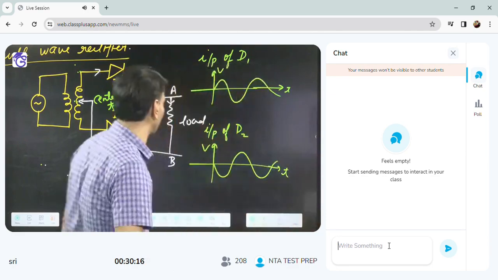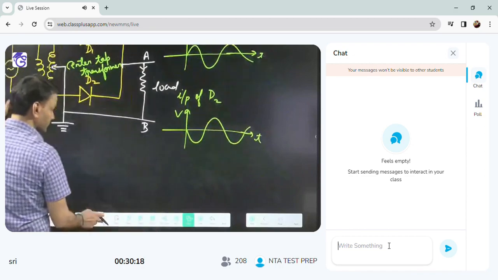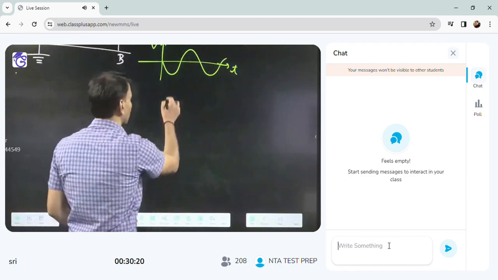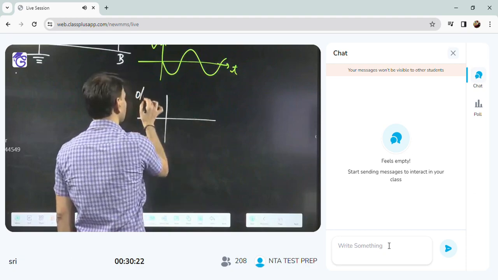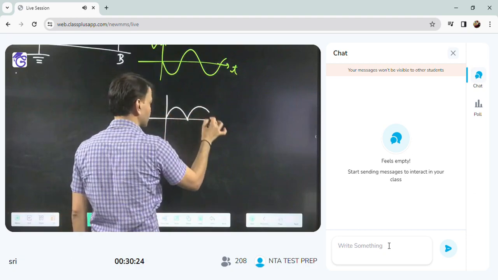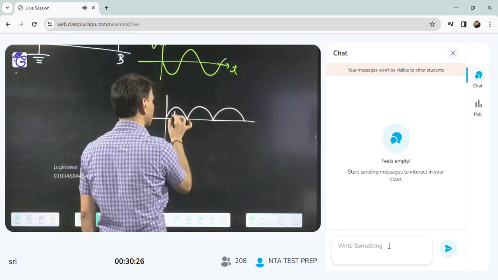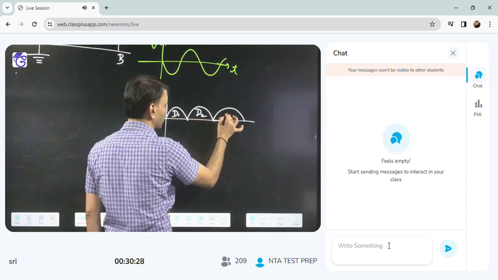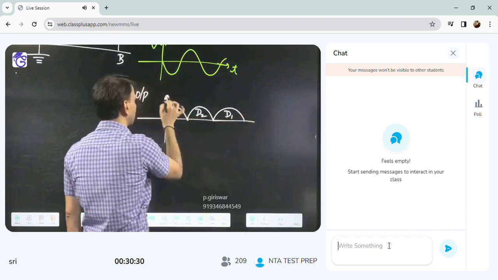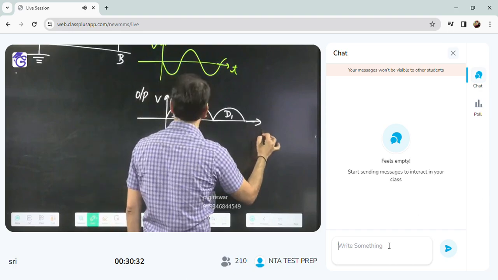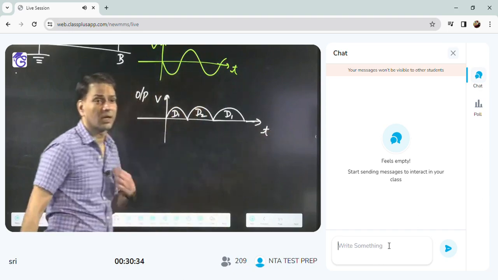So what is the output here? This is due to D1, this is due to D2, then again D1, then again D2, like that you will get. Understood or not?